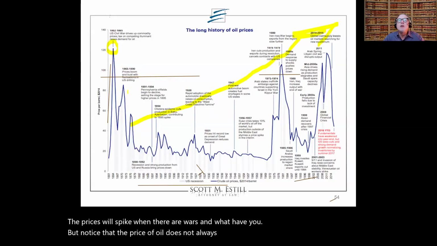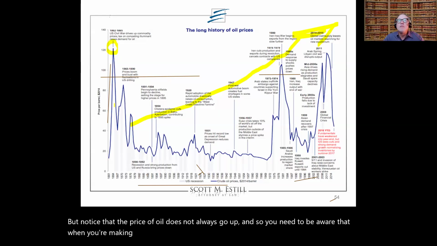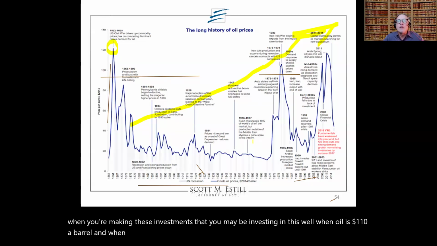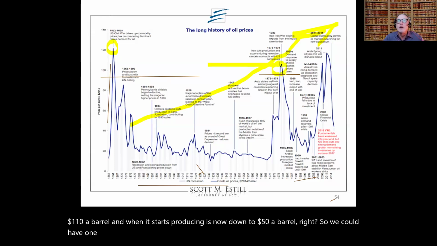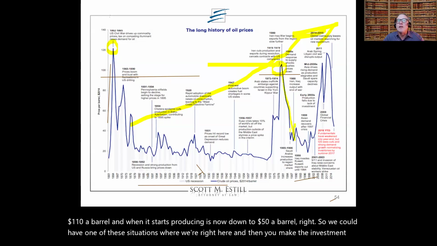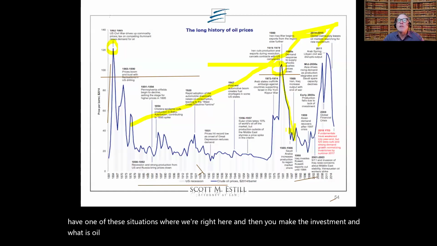And so you need to be aware that when you're making these investments, you may be investing in this well when oil is $110 a barrel, and when it starts producing it is now down to $50 a barrel, right? So we could have one of these situations where we're right here, and then you make the investment, and what does oil do? It goes straight down. So that is a possibility.